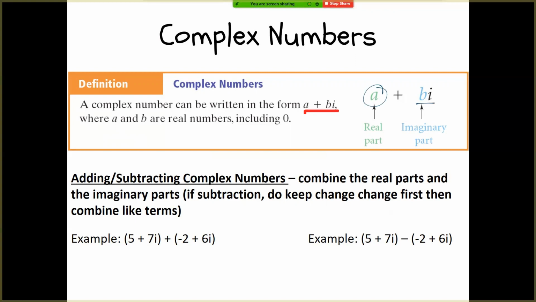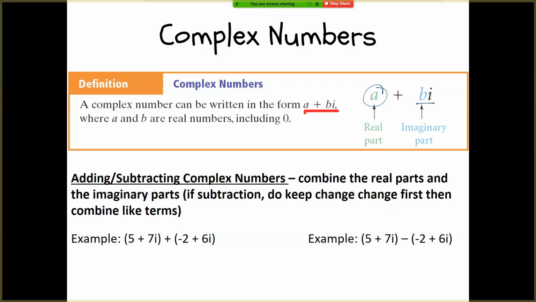So any number you can think of until today has been a real number. So any fraction, any decimal, any square root has been real. Until we start putting those i's in there, then that's your imaginary part. So when we add and subtract complex numbers, all we're going to do is combine the real parts with the real parts and the imaginary parts with the imaginary parts.